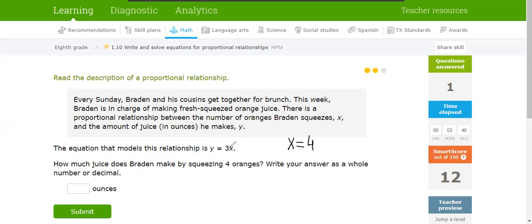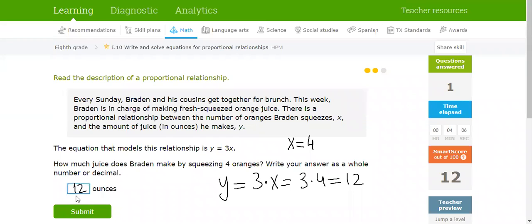Okay, so we know that y equals 3x. Instead of x, I'll be writing 4. 3 times 4 is 12. So 12 ounces will be the answer. So I'm going to write 12 here, and then submit. Okay, now let's look at the next example.